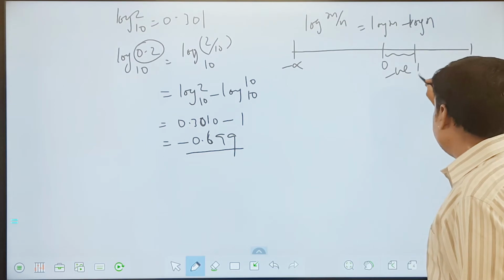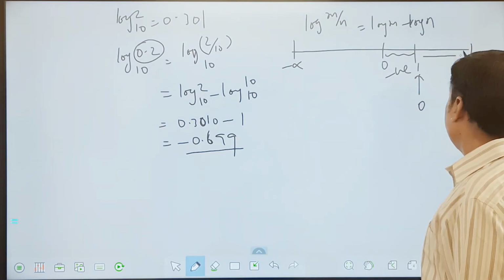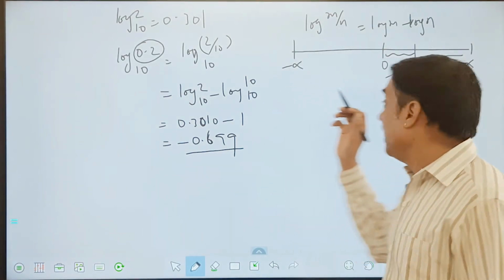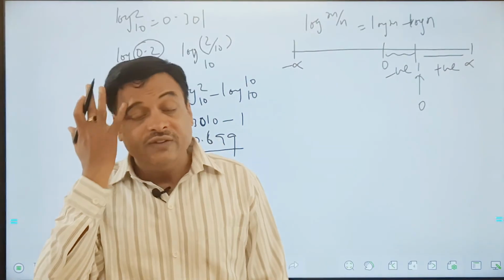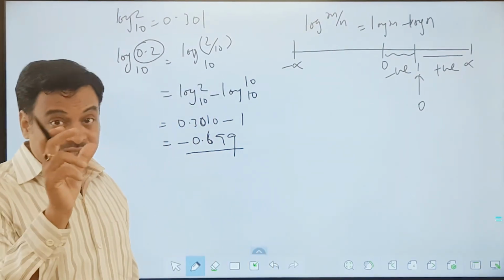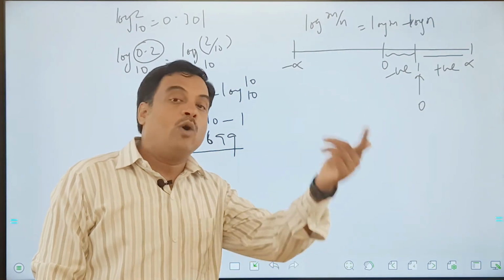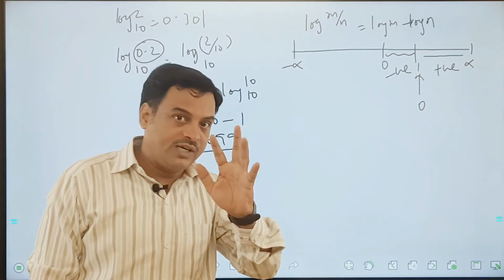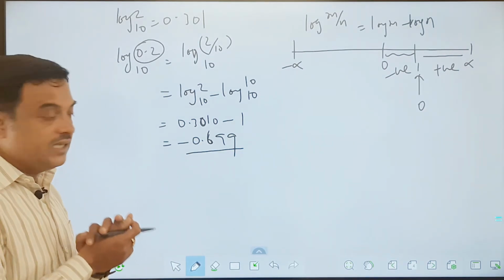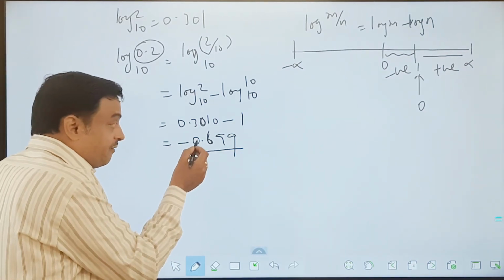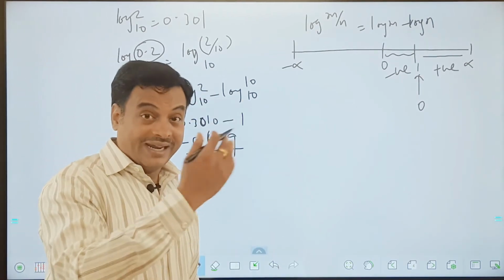Exactly 1, the answer will be how much? 0, and above 1, till now we did all the problems above 1 and my answer was coming to be a positive value. So logarithms is not defined for negative values. Between 0 and 1 the answers will be negative, exactly 1 it will be 0, above 1 it will be all positive values. That we know, right? Now in this, the point to be noted my friend is characteristic is negative, mantissa is also negative. That means this is overall negative value.